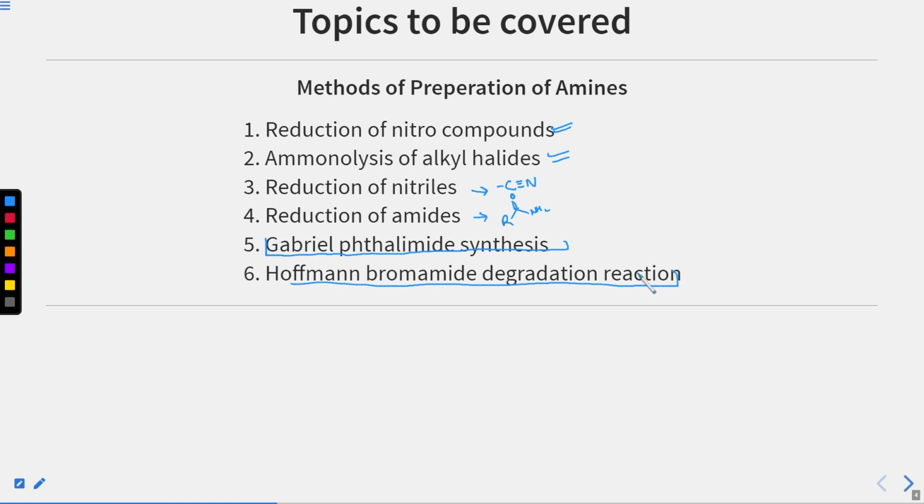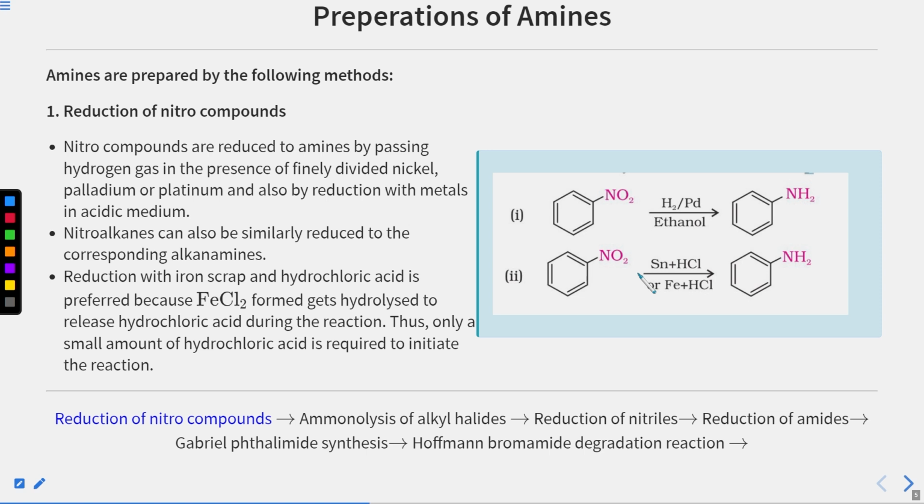First of all, the reduction of the nitro group. This is called nitro. What are we doing? We are taking nitrobenzene and reducing it. We can reduce it in two ways. First, we can use catalytic reduction, in which we use H2 gas in the presence of finely divided palladium, and the solvent used is ethanol. Now you would ask, sir, can we use an aliphatic chain in place of this aromatic one? Of course, no problem. You can use that also.